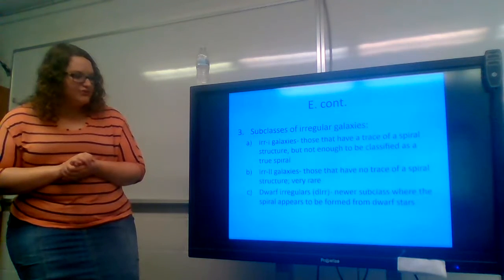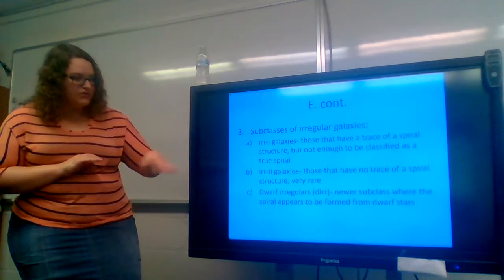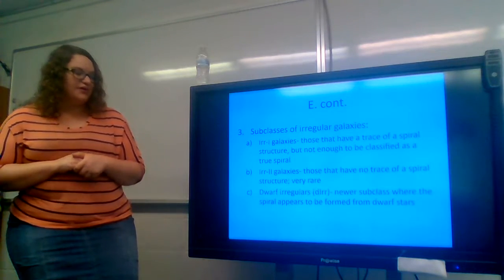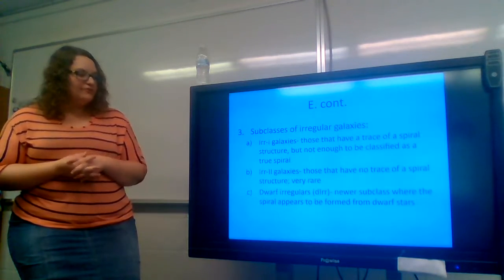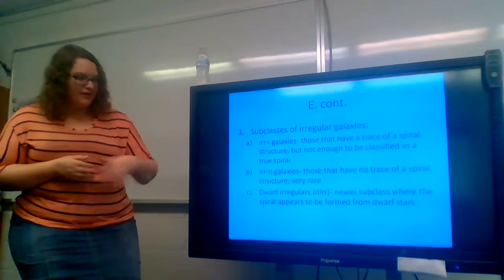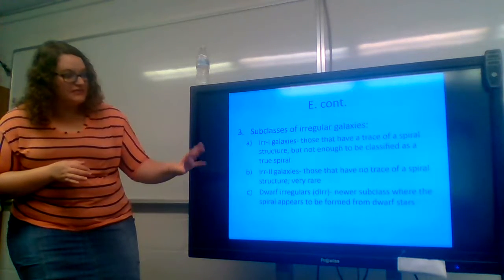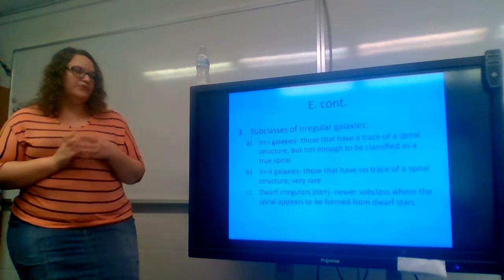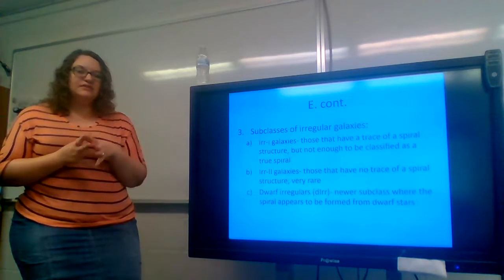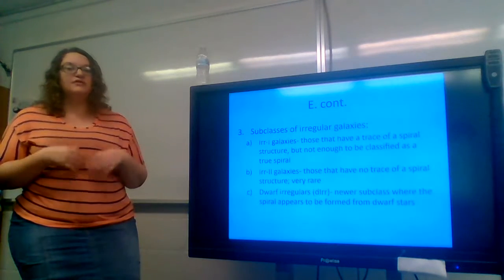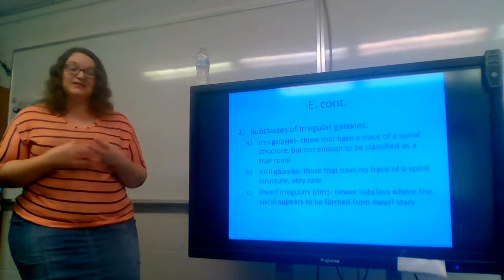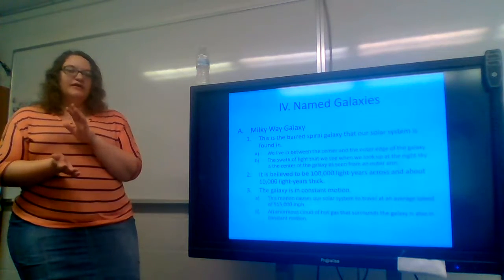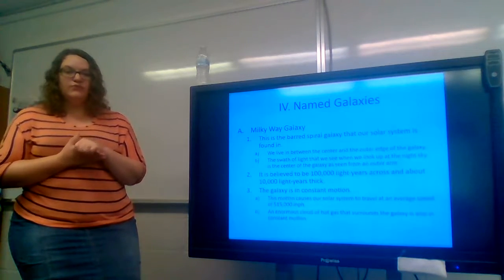And then irregular 2, IRR2 galaxies. These galaxies have no trace of a spiral structure, and these are very rare. And then you have dwarf irregulars, or DIRRs. This is a newer subclass where the spiral appears to be formed from dwarf stars. This is actually a subclass that they are still doing a lot of research on, still developing what the exact definition of it is. So I believe that is the last note for this week.